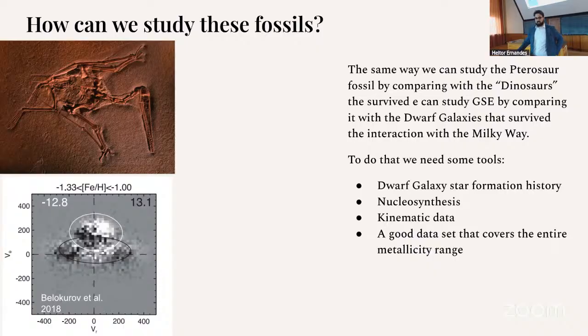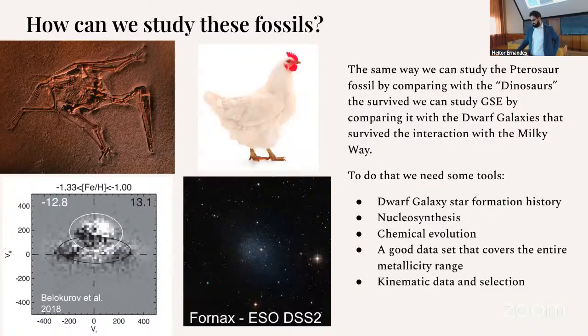So my idea in this previous work was to compare with the living dwarf galaxies, the ones that survived, for example Fornax. The same way they do a comparison with a living dinosaur, a chicken, we can do this comparison, since this one is hidden in the Milky Way, it's dead now. We can compare to the living dwarf galaxies like Fornax.